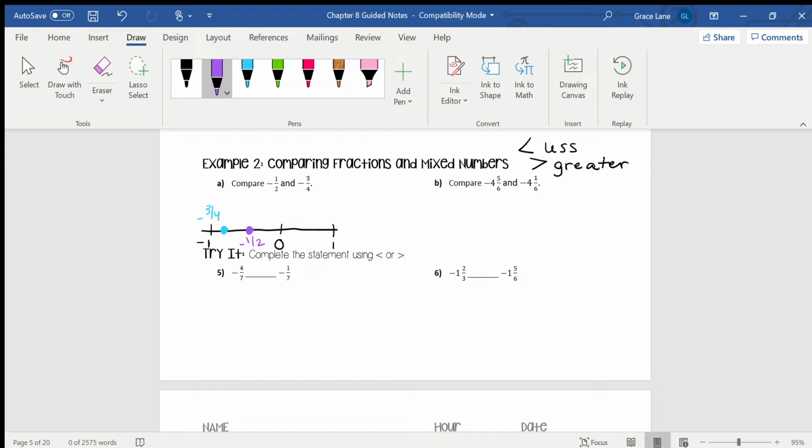Okay, so then if you think back to what we talked about with integers, we said that numbers that are farther to the left on a number line are less than the numbers on the right. So if we write this like this, I know that negative 1/2 is greater than negative 3/4 because negative 1/2 is less negative, or it's on the right of negative 3/4. And then the same is going to be true for letter B.